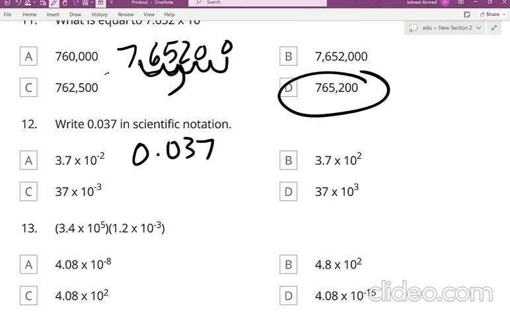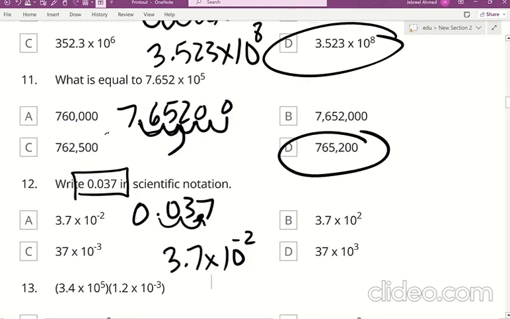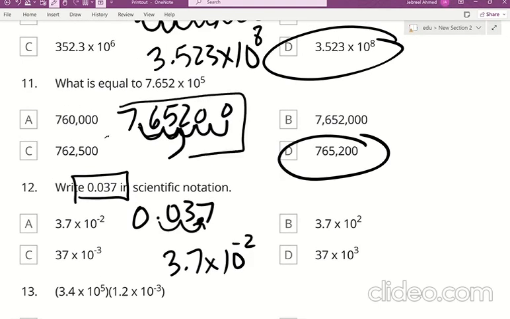0.037. I want to put this in scientific notation. I have to put the decimal in between the 3 and the 7. So I'm going to move it 2 times to the right. So my answer is going to be 3.7 times 10 to the negative 2nd power, because I moved it to the right. Or just think, if I have a really small number, my power is going to be negative. Here I have a big number, so my power is going to be positive.